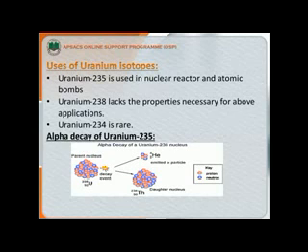You can see the uranium-235 atom, that is the parent nucleus, is going to decay into two daughter nuclei. One of them is the helium, that is the emission of alpha particle, and the thorium.